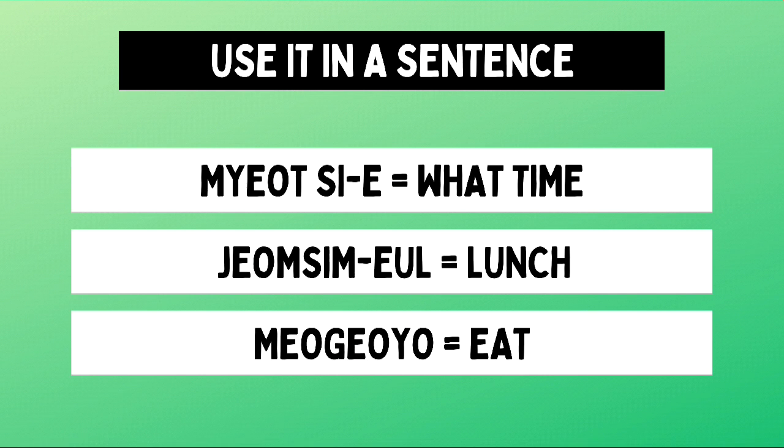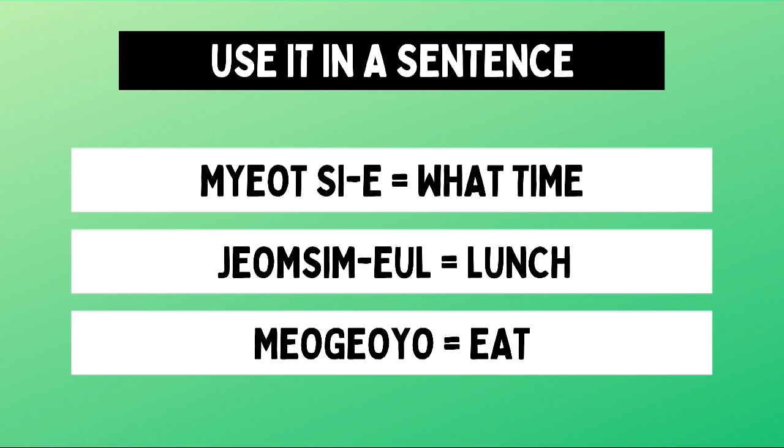So the next part is 점심을. The term 점심 means lunch in Korean, and 을 is a suffix we added to 점심 to say that this is the object of the sentence. So again, 점심을 is just lunch. And the last part of the sentence is 먹어요, which means eat, as in the present tense form of eat.